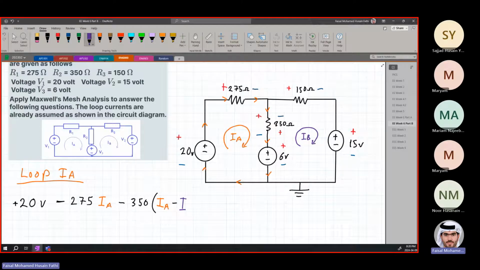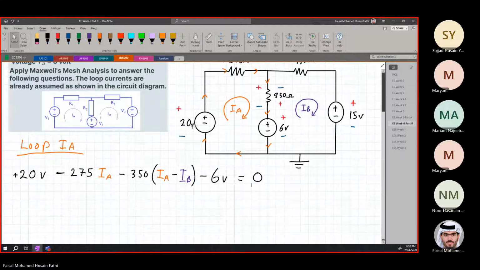Why IB? Because IB is in the opposite direction. So minus IB. And then we have our last voltage here. We are going from plus to minus, so this is going to be a voltage drop. The voltage here is against the current, so it's going to be negative 6 volts. And all of this is equal to 0.